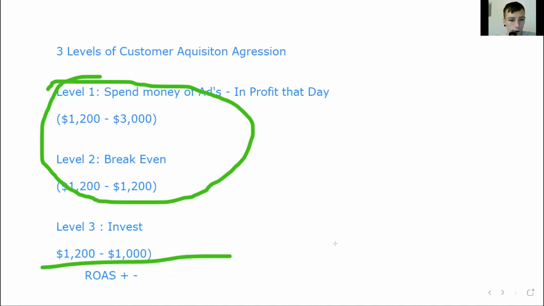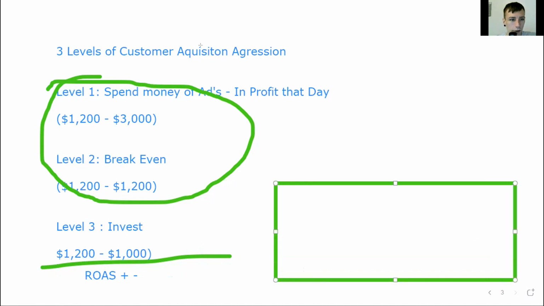So you know that over the next 30 to 90 days, you'll actually go into profit. So you can afford to lose money acquiring customers on your ads here on the investing level, because your back end is strong enough to generate a profit a little bit later down the line.